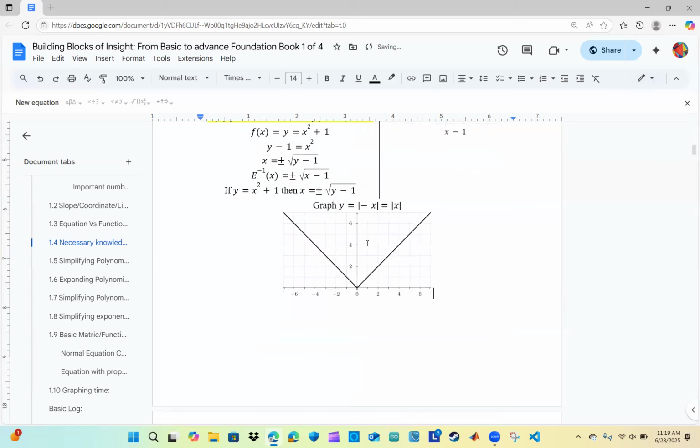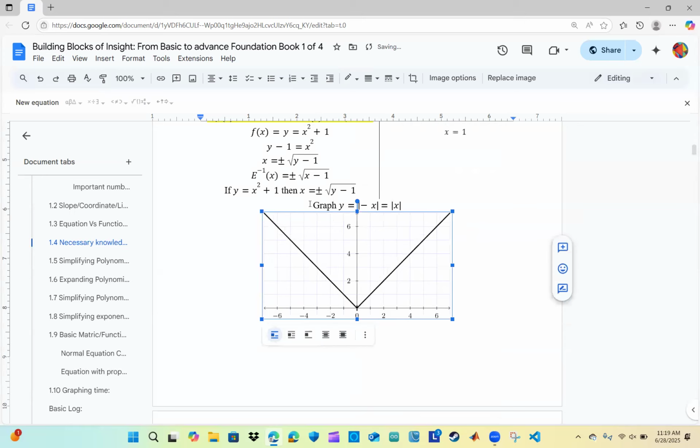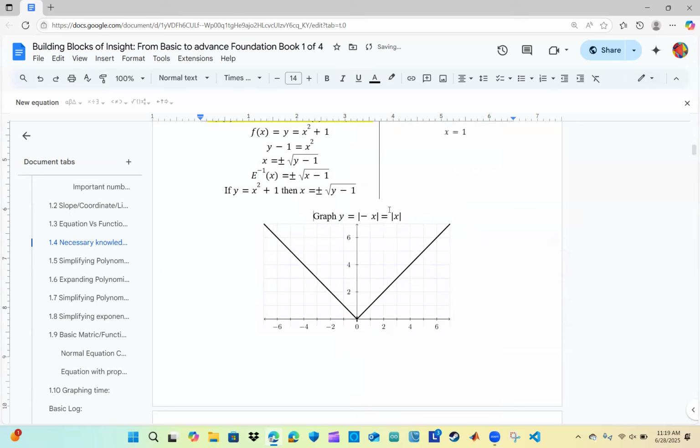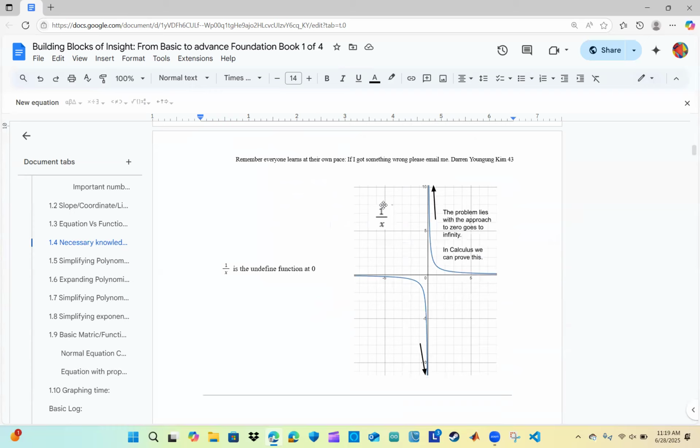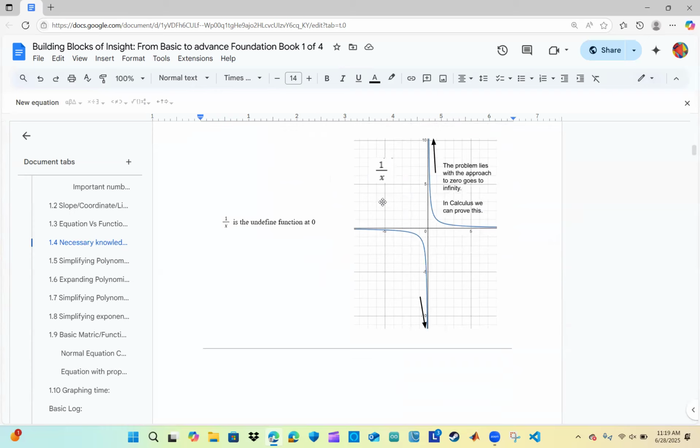This, you can graph. This is just a linear line, but you flip this over here and you're done, basically. For the simple one, we're doing more absolute value later on. But it's just a necessary overview, just 1.4 necessary overview.